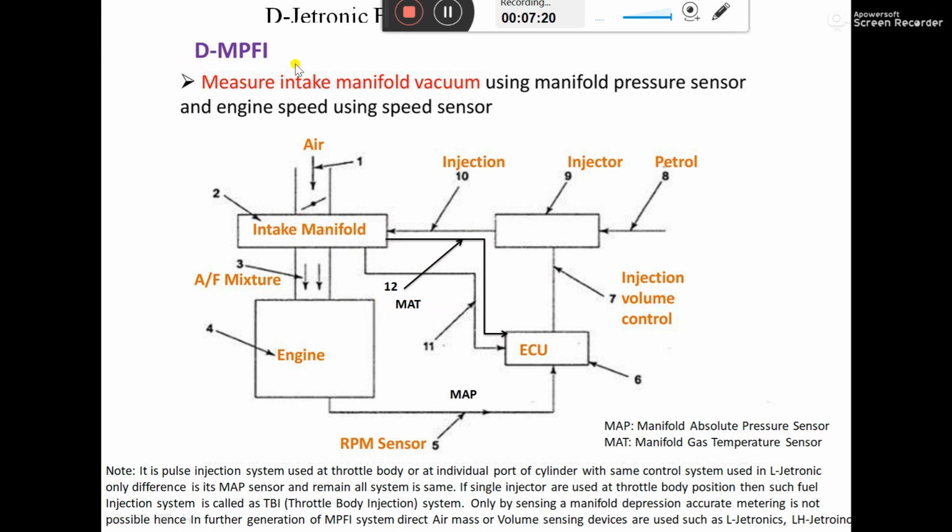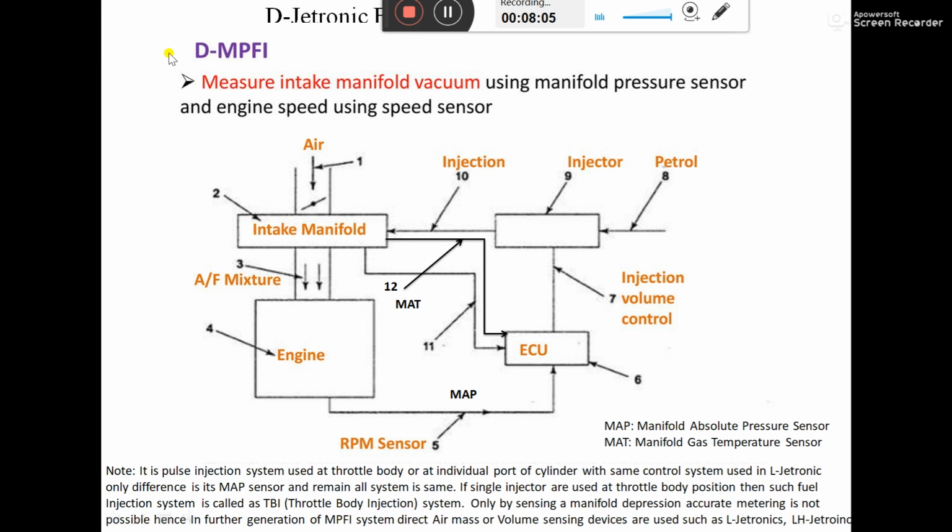If you want to draw a DMPFI diagram, you should indicate the number of cylinders, and at each inlet manifold of each cylinder you should locate an injector. Individual injectors in the case of DMPFI. In addition, coming to the terminology, D stands for Druck, and Druck is the German word for pressure. So here the fuel quantity is finalized on the basis of calculating the mass of air inducted by the system, on the basis of the pressure.